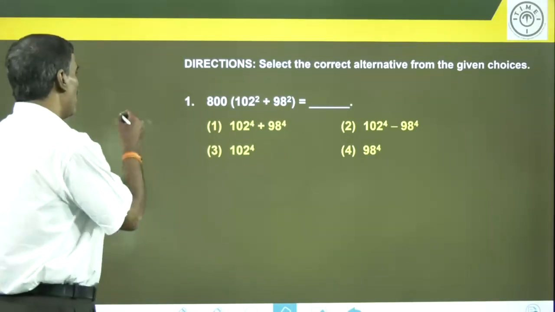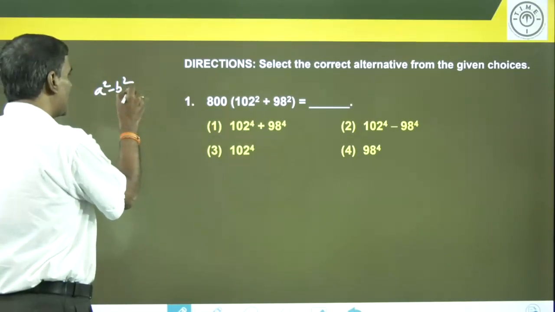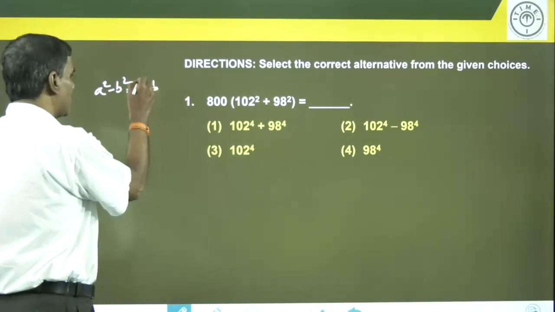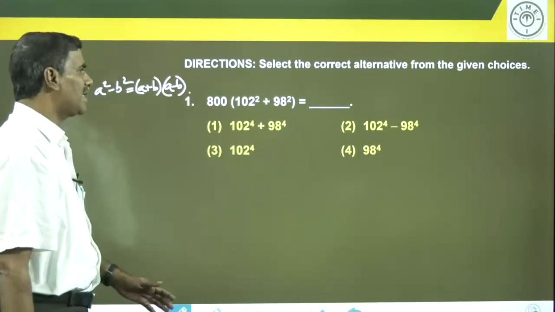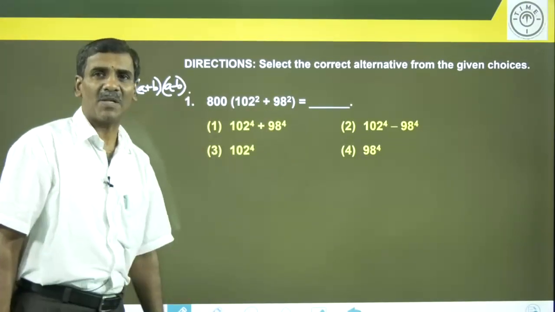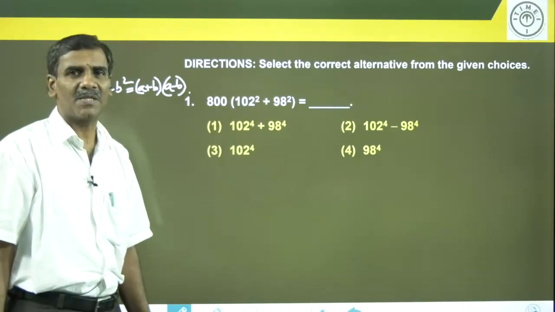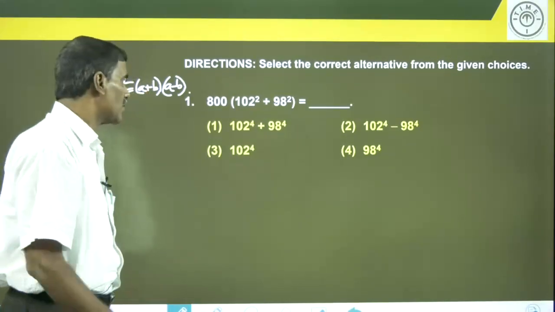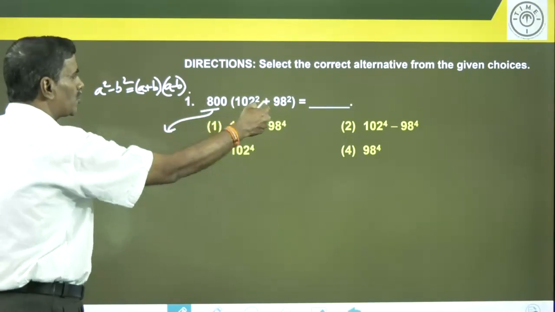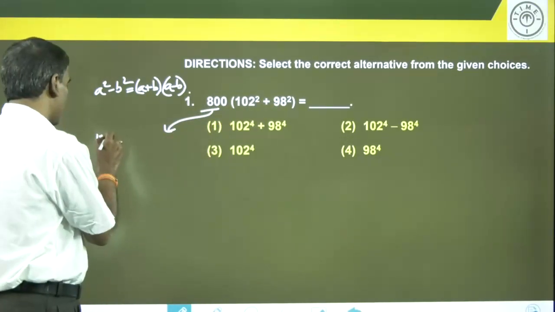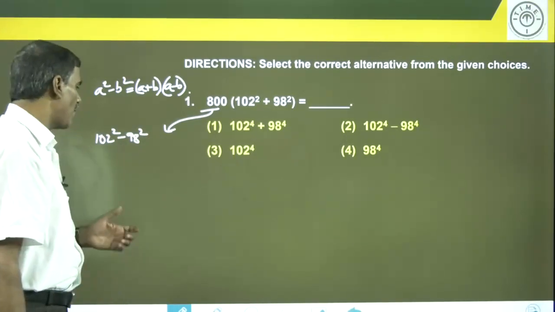From our school days, we know a square minus b square is nothing but a plus b into a minus b, right or not? So this appears to be in the form of a square plus b square, whereas this 800 can we write in the form of a square minus b square? First we'll focus on that one. So we will look at those two terms that are given there. 102 square minus 98 square is in the form of a square minus b square.